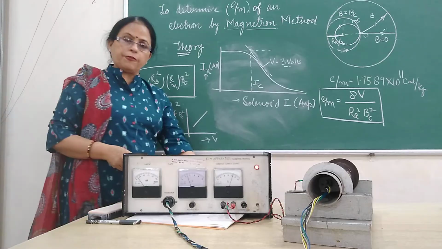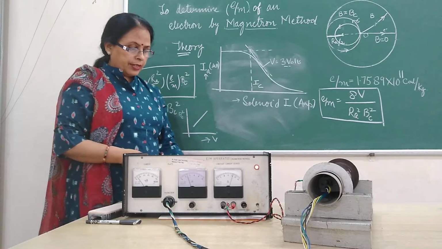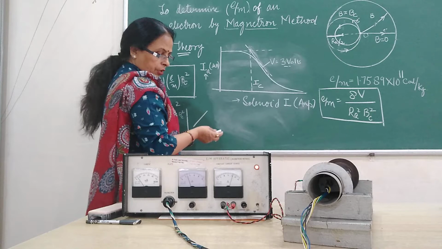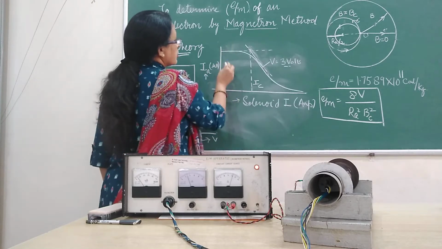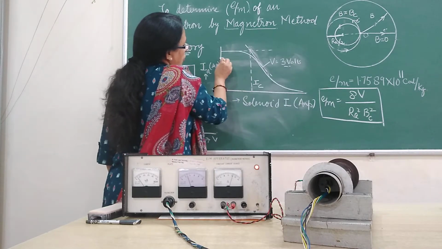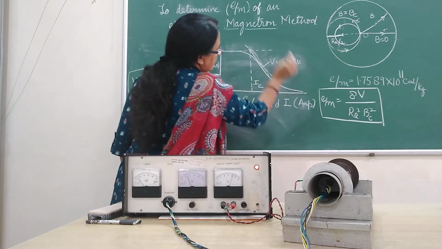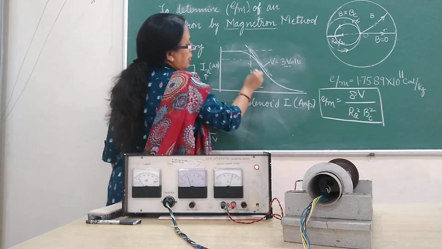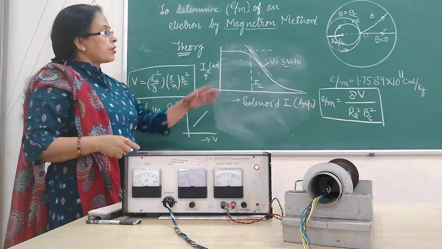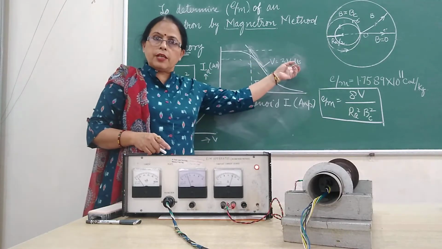Okay, so we have different voltages and different currents. So suppose I draw for 5 volts, 2 volts I can draw here. So it will be something like this. We can draw here also. So for V equal to 3 volts, we get this.